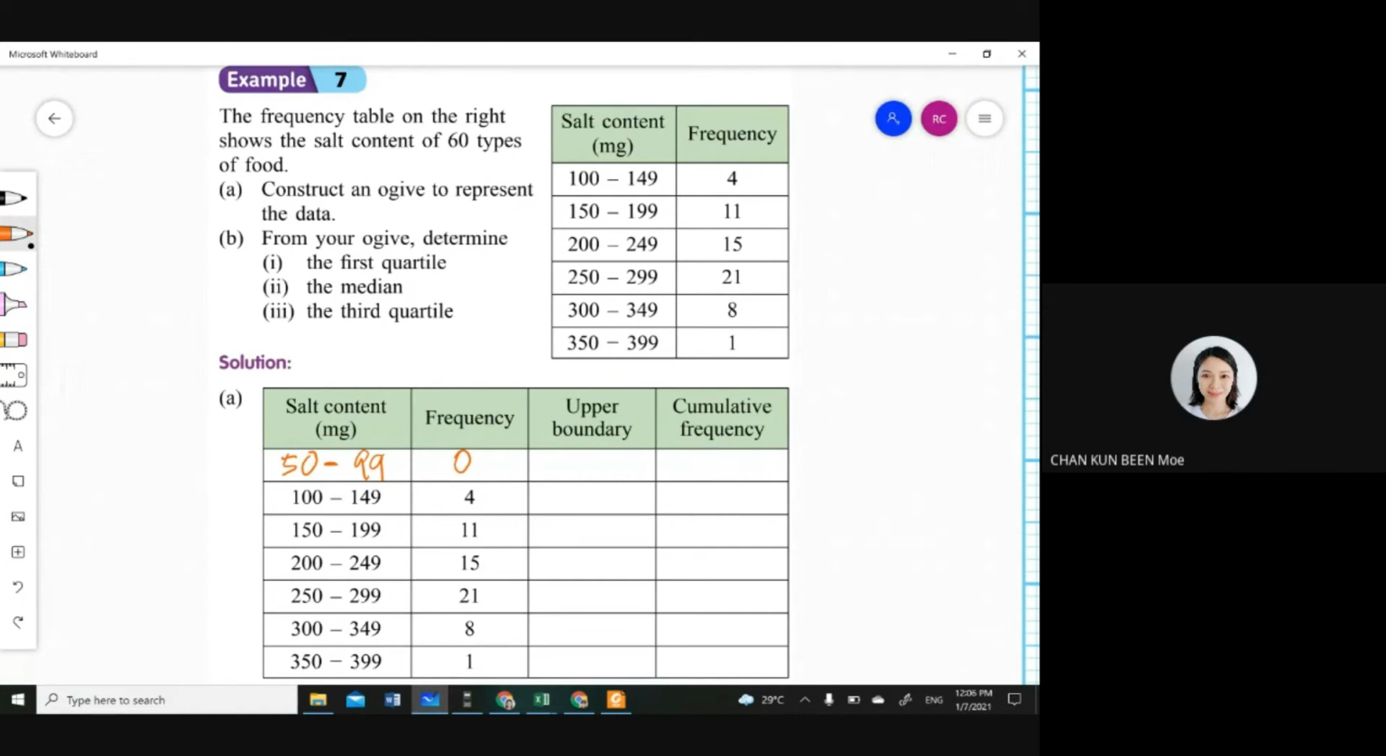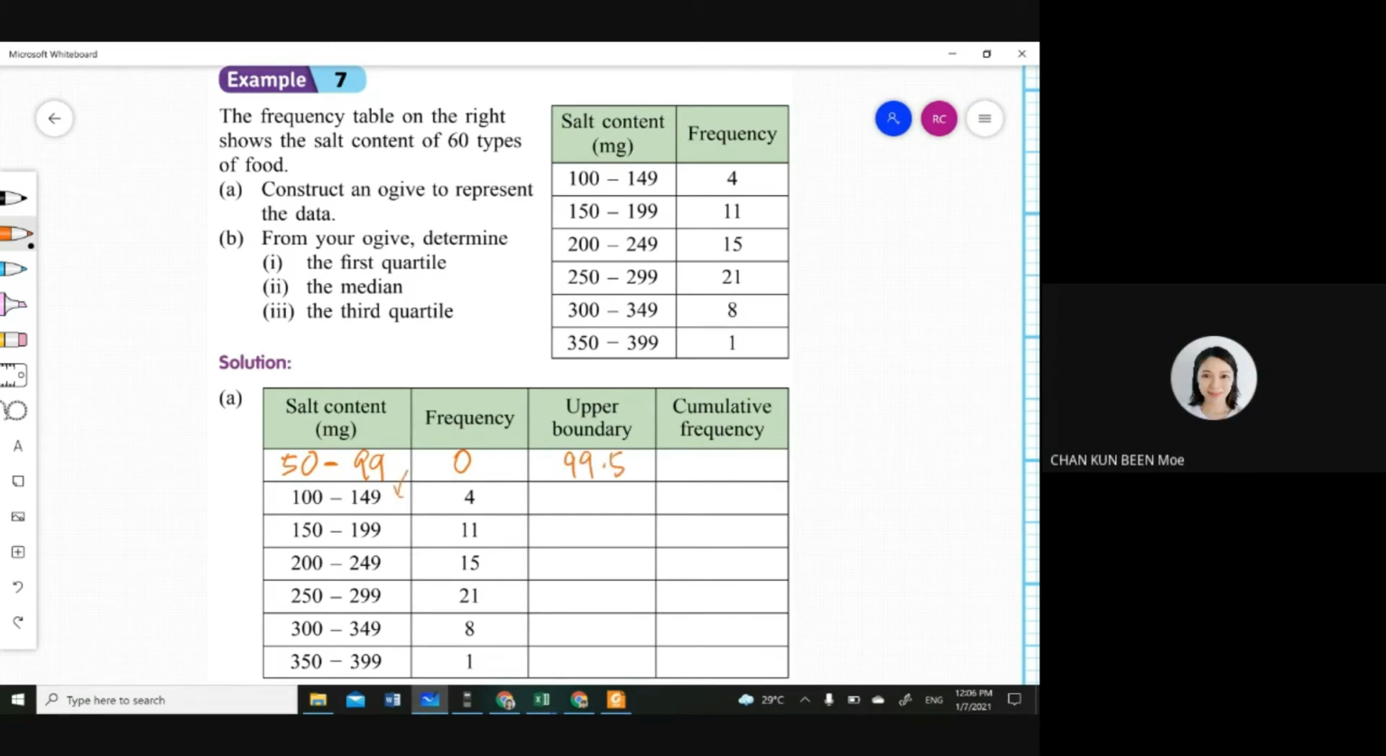Okay, now we are going to look at the upper boundary. To get the upper boundary, it is the upper limit plus the lower limit, divided by 2. So 100 plus 99 divided by 2. What is the upper boundary? 99.5. Okay, we just carry on now.